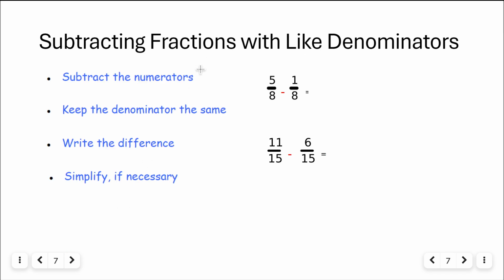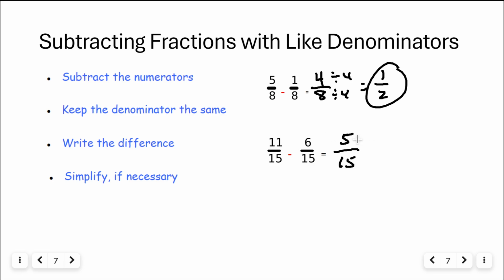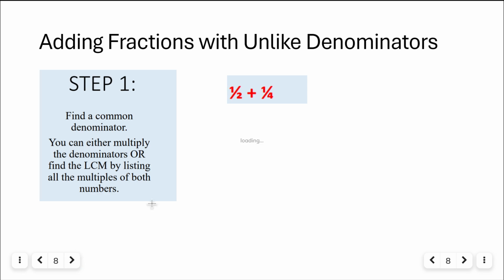To subtract fractions with like denominators, you do the same thing. As long as the denominators are the same, you just keep the denominator the same and then subtract the top, or the numerator. 5 minus 1 is 4. 4/8. 4 divides in evenly to both. I can put it in lowest terms. 1/2. Same thing down here. 15 is my denominator. 11 minus 6 is 5. And then 5 is common to both. That gives me 1/3. That's subtracting fractions with like denominators.